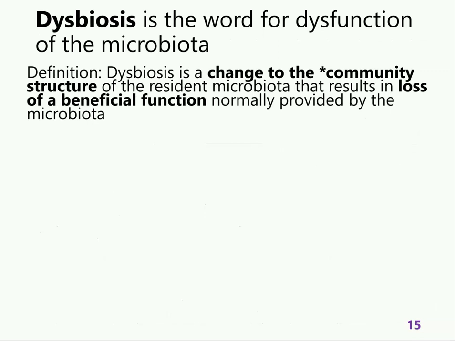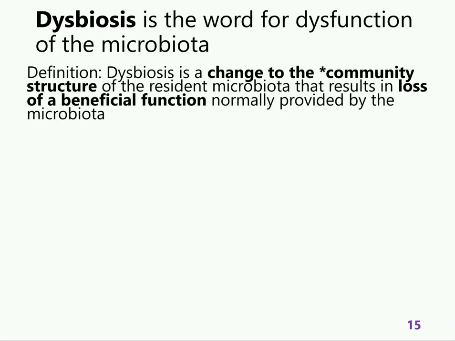And dysfunction in the microbiota has a special name. It's called dysbiosis, and this is an important definition for you to know. So let's look at this definition of dysbiosis. This is a change to the community structure of the resident microbiota that results in loss of a beneficial function normally provided by that microbiota. So it's really two parts. One is there's a change to the microbiota, and the other part is the microbiota loses a beneficial function it was providing.